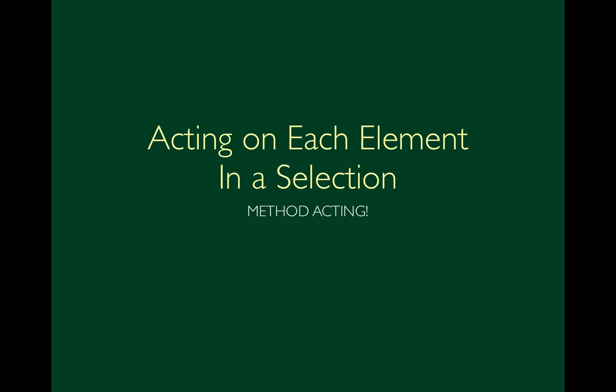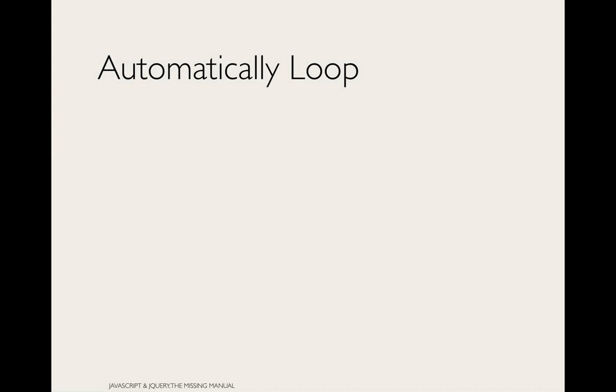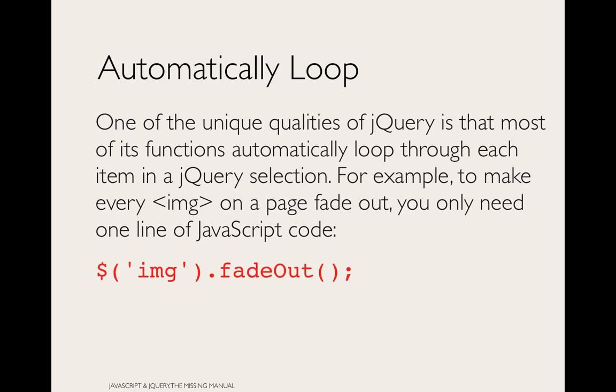A lot of times we want to take advantage of the automatic looping in jQuery and act on each element in a selection. So as you recall, jQuery automatically loops through all the elements in a selection. Don't have to write the for loop. In this example, we're taking all the images and fading them out. Fade out is a method for jQuery, and the selector there for jQuery is just images. All the images on a page, fade them out.